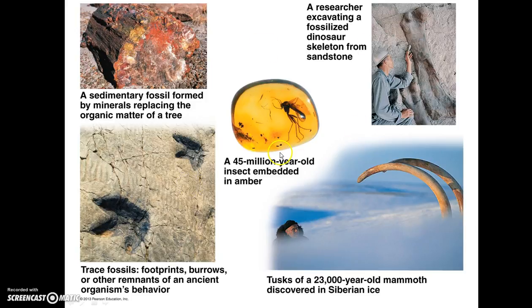We have the famous amber example. Of course, Jurassic Park-esque technology has not been developed, nor do I think it is actually possible to extract intact DNA from these species, but this particular example is an insect embedded in amber that's 45 million years old. Here we have a researcher excavating a fossilized dinosaur skeleton from sandstone. And here we have tusks of a 23,000-year-old mammoth discovered in Siberian ice.